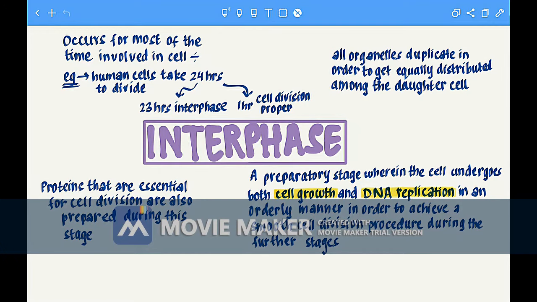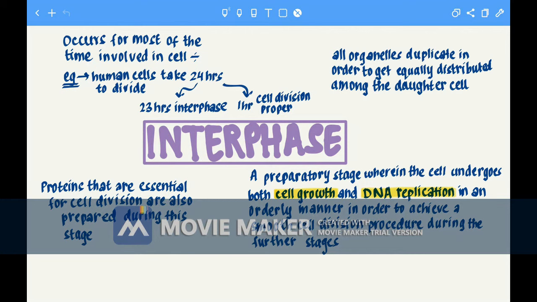Now, we had seen that cell division, particularly mitosis, can be divided into 2 parts. One is interphase and the other one is M phase. Interphase is also known as the resting phase, but it's actually a preparatory stage. Interphase actually occurs for most of the time involved in cell division. So let's take an example of the human cells. The human cell takes 24 hours to divide once.